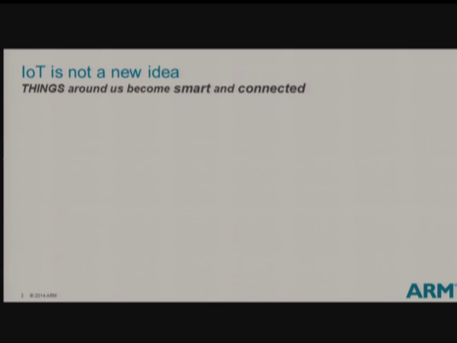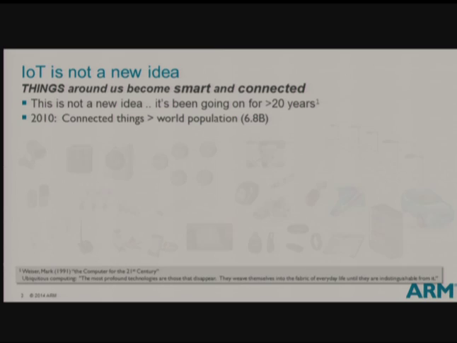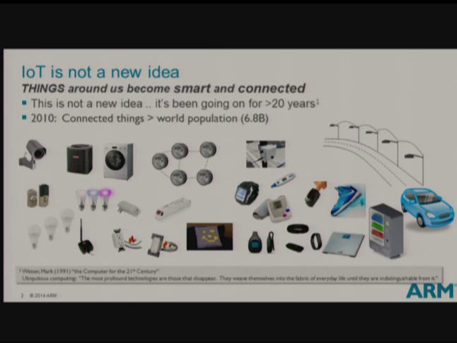But first, let's back up a little bit. IoT isn't new, and a lot of the time people talk about IoT as if it were. It's really not. It's just the things around us becoming smart and connected. It's been going on for about 20 years, and the Mark Weiser quote, I don't think anybody has given that yet at this talk, so I'll be the first. Mark Weiser said in 1991, on ubiquitous computing: the most profound technologies are those that disappear. They weave themselves into the fabric of everyday life until they're indistinguishable from it. And that's really what IoT is all about.